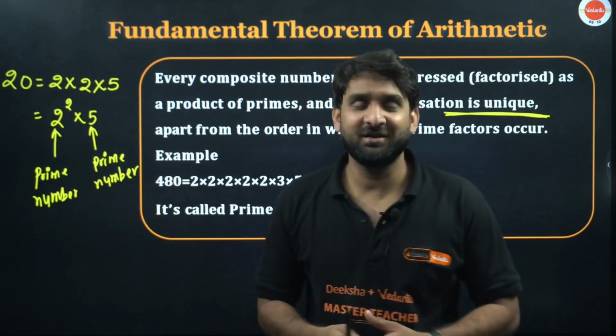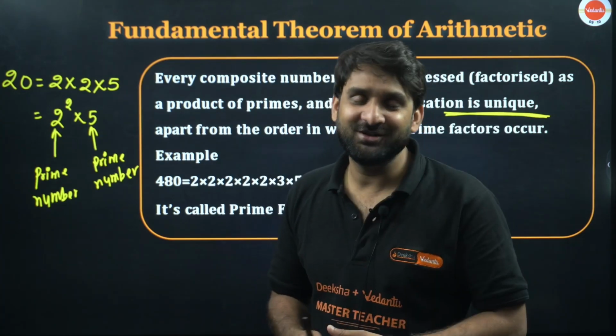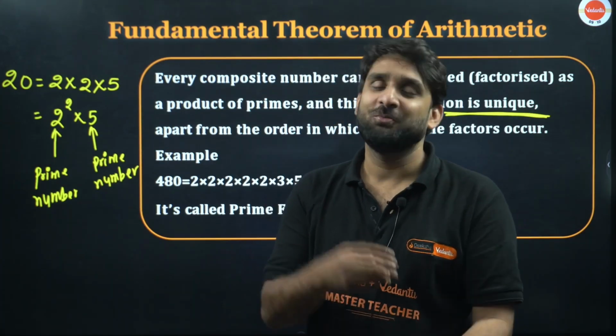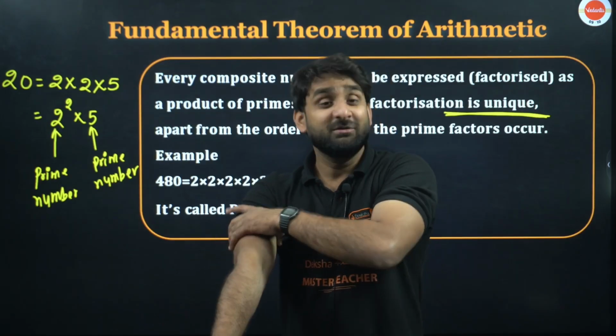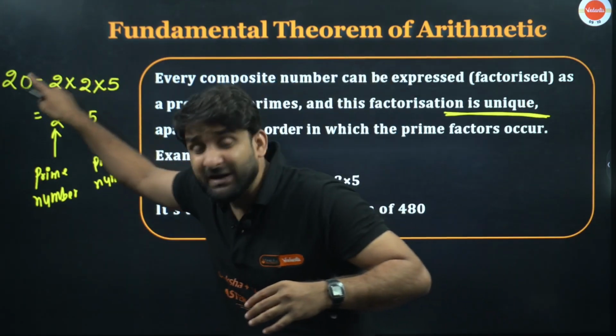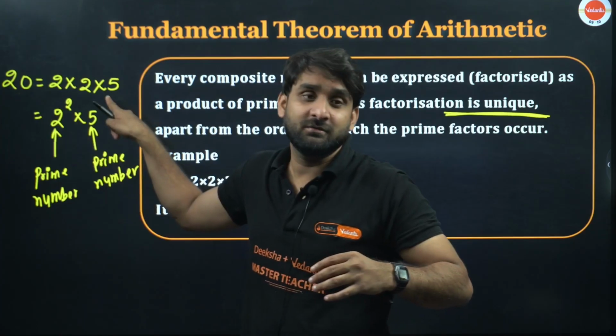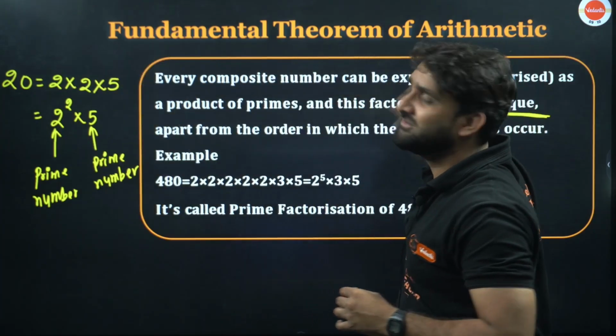Yeah, 5 can be written as 5 into 1. You might be thinking, sir, 5 can be written as 5 into 1. 5 into 1 is equal to 5, no? So why are you writing 5 into 1? So 5 is a prime number. So 20 can be expressed in this format. And this is called fundamental theorem of arithmetic.